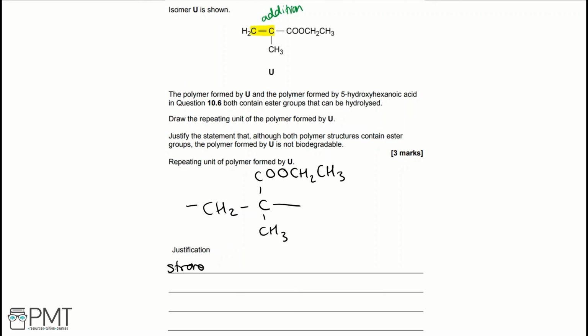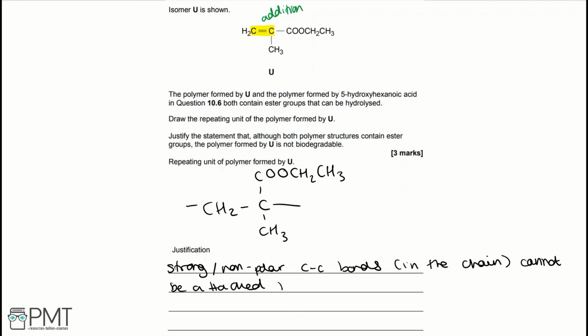So why is U not biodegradable, but the polymer from 5-hydroxyhexanoic acid is? Well, there are two different justifications. You can look at the justification for polymer U, or you can justify 5-hydroxyhexanoic acid and why its polymer is biodegradable. So firstly, looking at polymer U.